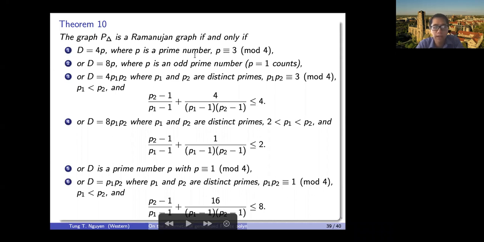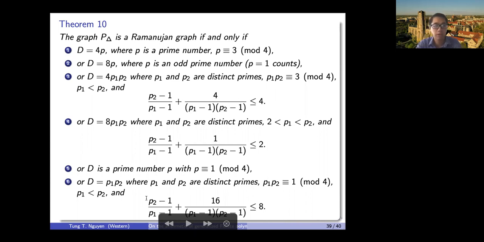So this is very long, but basically there are 6 cases. The first case is that D equals 4p, where p is a prime number congruent to 3 mod 4. Or it could be 8p, where p is also an odd prime number. Here the case p equal to 1 is also included. And it could be the product 4 times p1 p2, where p1, p2 are distinct primes, and it satisfies these inequalities. And it could be 8 times p1 p2, which satisfies this inequality. And there is a classical case where D is just a prime number, and this also works. And finally, it could be the product of 2 prime numbers, and it satisfies these inequalities.